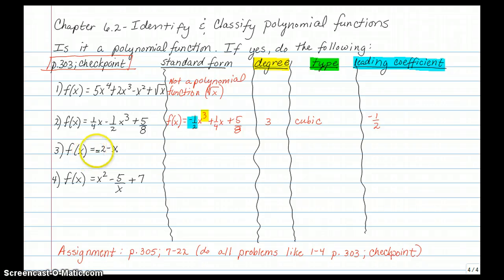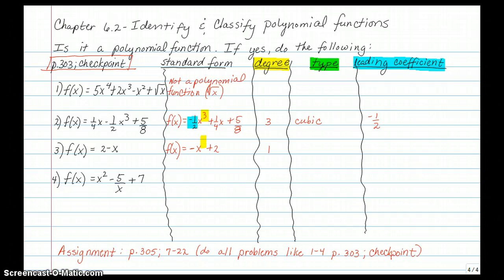Number 3 is f of x equals 2 minus x. Well, all of those are real, all of those are going to be fine because you don't have any of the exceptions there. So you're going to have f of x equals negative x, or negative 1x if you prefer, plus 2. And your degree, it's not written, but that means it's to the 1st power, so it's a degree of 1. So even though it's not written, it's actually right there. There's a 1 in there.